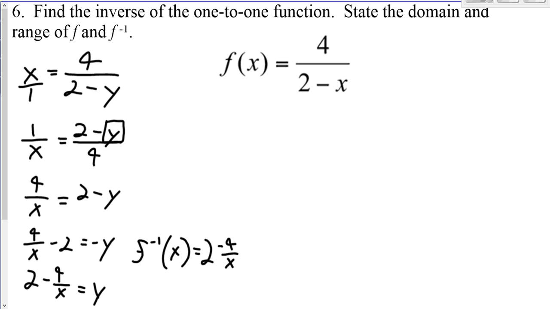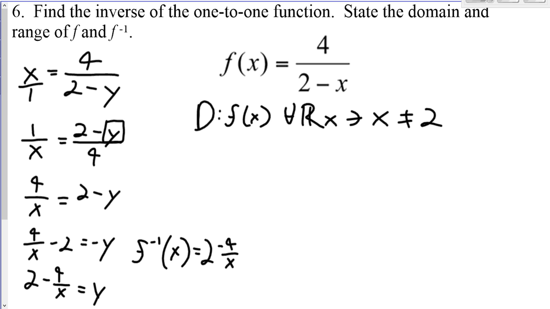So I need to state my domain and range. So my domain, my function here is f of x. Domain of f of x is for all real x's such that x cannot be equal to 2, because I can't divide by 0 in the denominator.